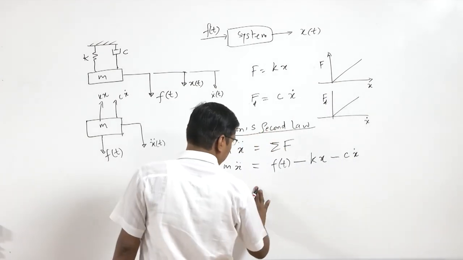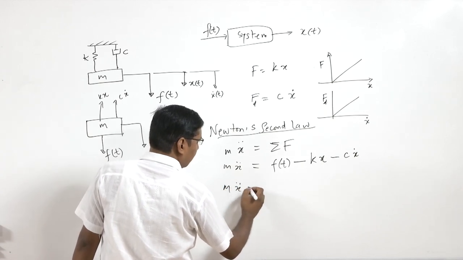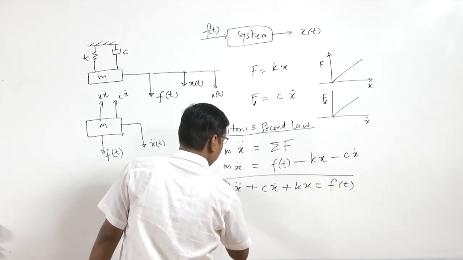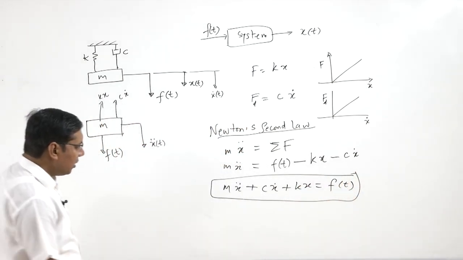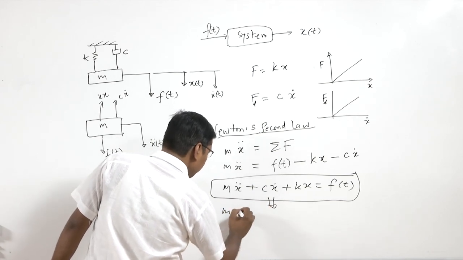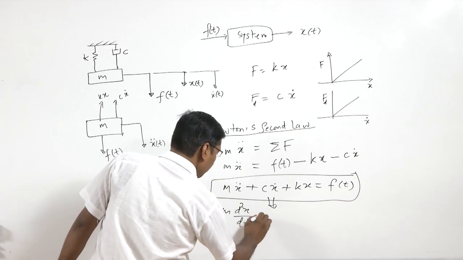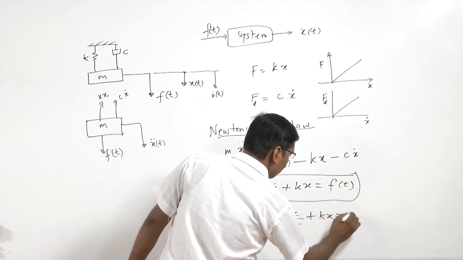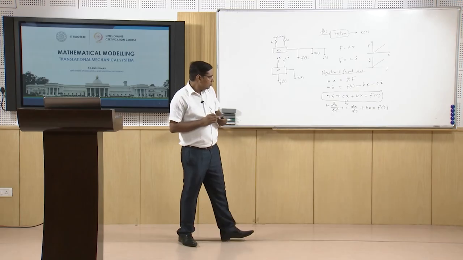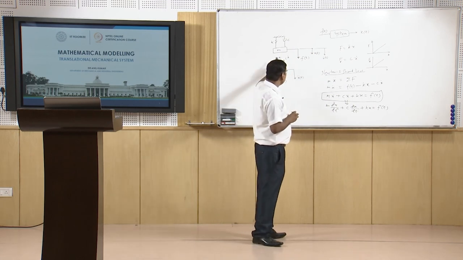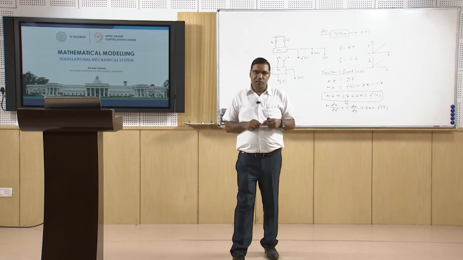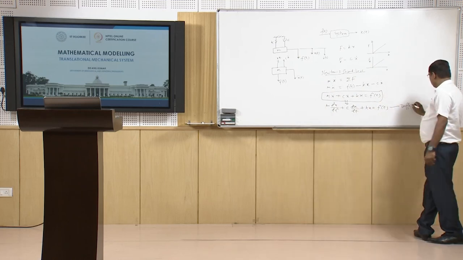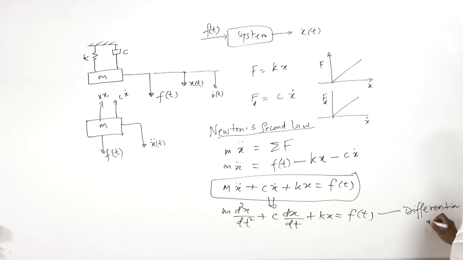Now we can simplify this equation: m x double dot plus c x dot plus kx equals F(t). So this equation is m d square x by dt square plus c dx by dt plus kx equals F(t). We see that the equation of motion of this system is a second order differential equation.